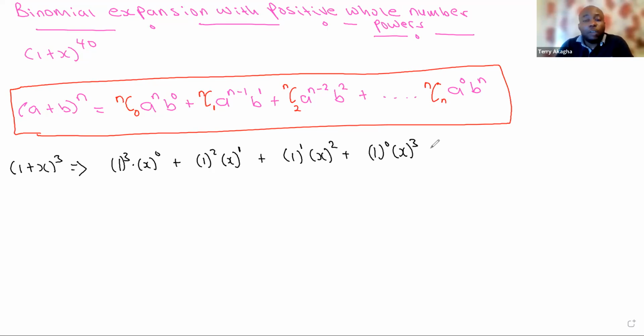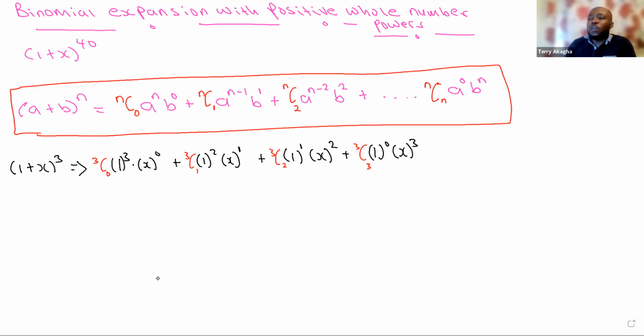Now, to find the combination, that is for the coefficients, it's the same thing. We'll now put it there. It's going to be n, right? Our n here is 3, so it's going to be 3 combination 0, 3 combination 1, 3 combination 2, and 3 combination what? 3. Is that making sense?